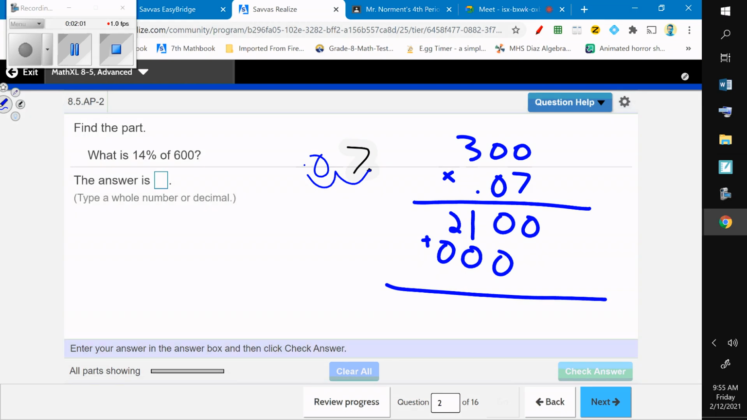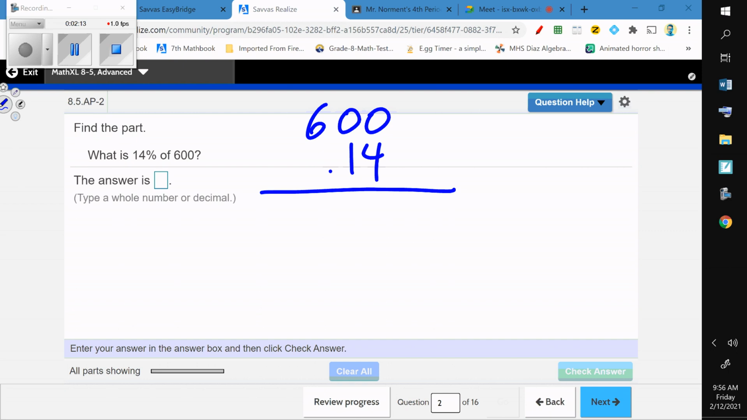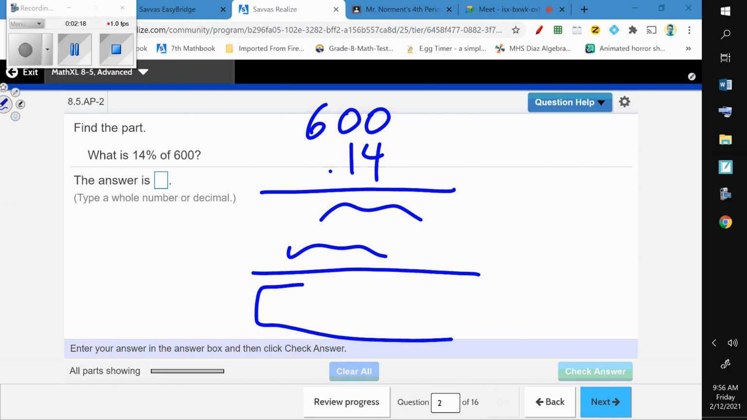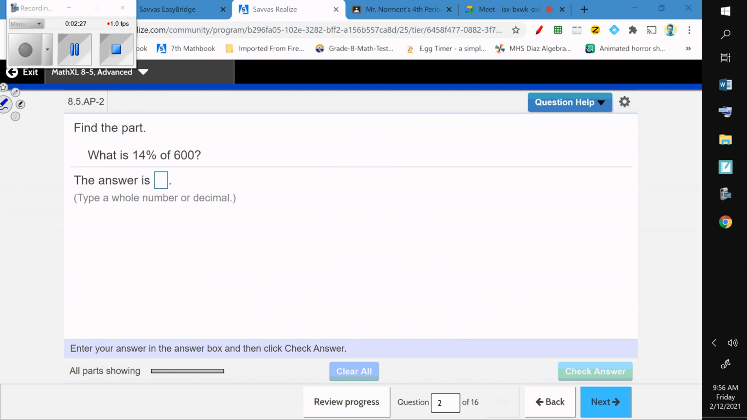And like I said, there is another way, but I might get to that next week. I'm not sure. This one, same thing. Take 14, write it as a decimal, multiply it times 600. And whatever answer you get, you're going to get something here, something here. Whatever answer you get, move your decimal 2 places to the left, and that's your answer. Okay? That's how you find the percent of a number. Next.